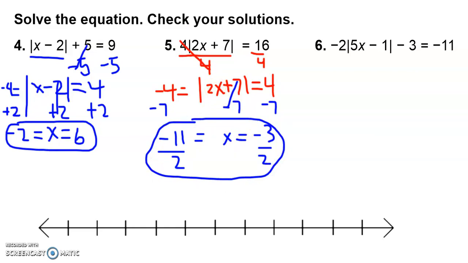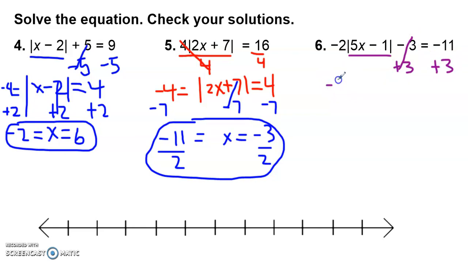Alright, number 6. We have negative 2 times the absolute value of 5x minus 1 minus 3 equals negative 11. So remember, we're getting this all by itself. And to do that, we have this negative 2 timesing it and this negative 3 over here. So we need to get rid of our adding and subtracting first. So we are going to add 3 to both sides.